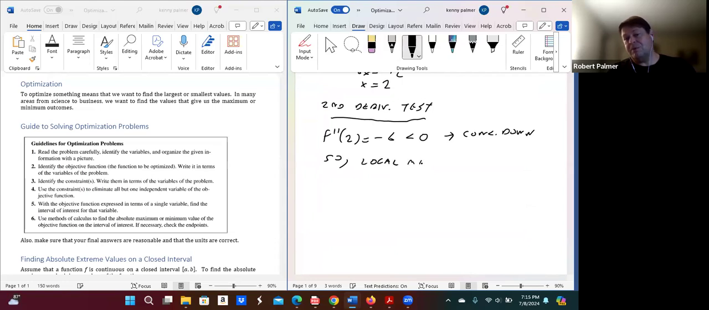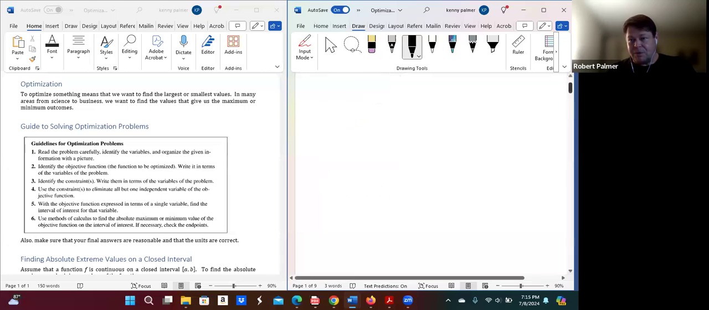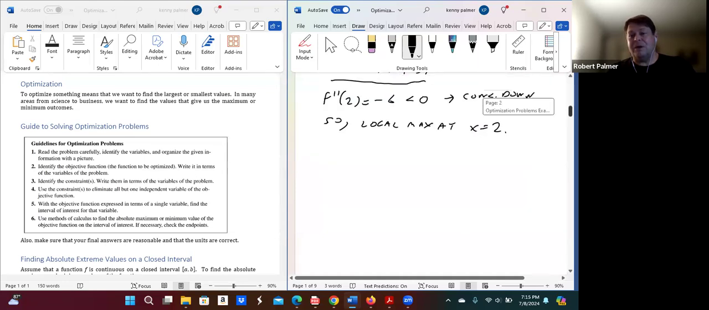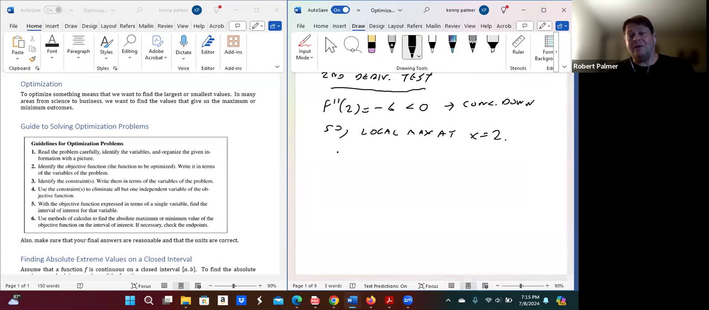So we have a local maximum at x equals 2. Okay, now let's actually go back to our problem just a second. So what did it ask? We wanted to find the numbers x and y, which gives us the maximum product. Okay, so that's x. Now find y.